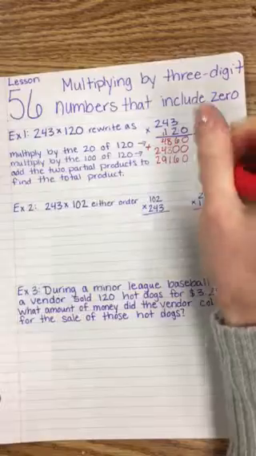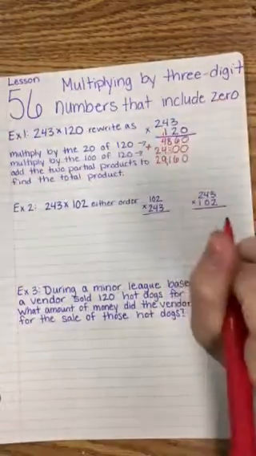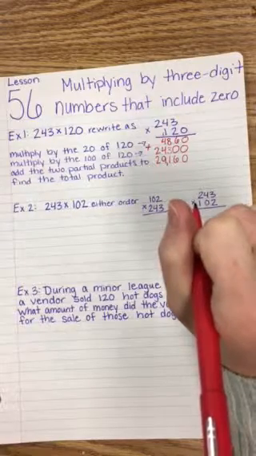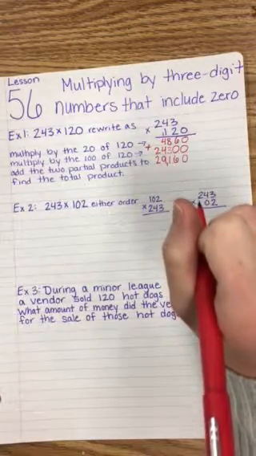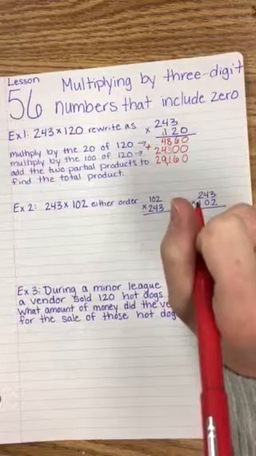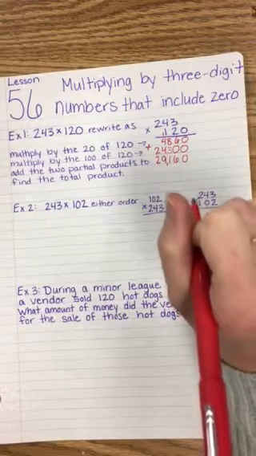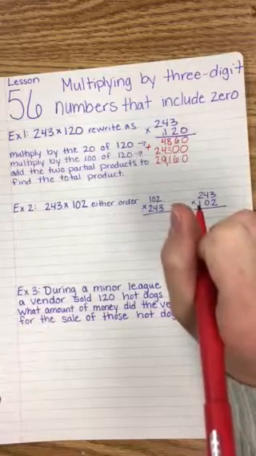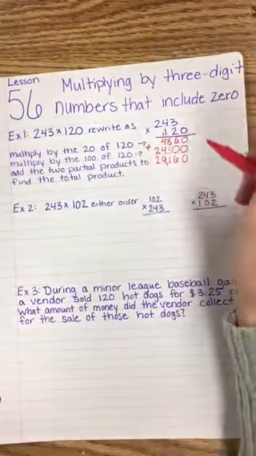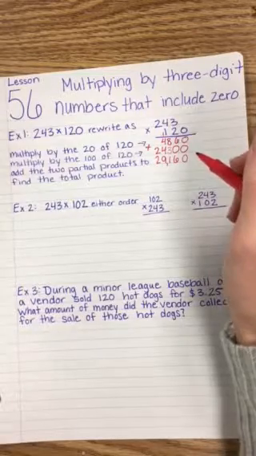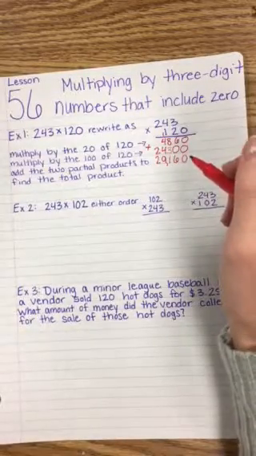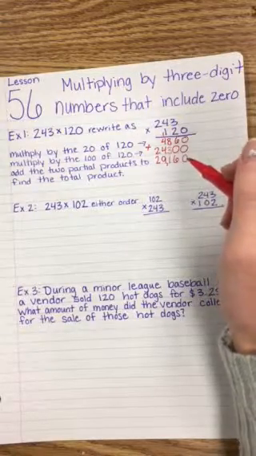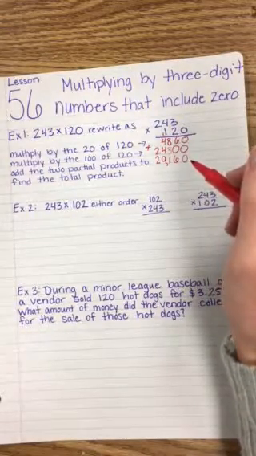So our total is 29,160. If you multiply 243 by 12, then write the 0 at the end of the product, would the product be correct? Why or why not? The answer is yes, the product would be correct because 12 times 10 is 120, and 243 times 12 times 10 is the same as 243 times 120.